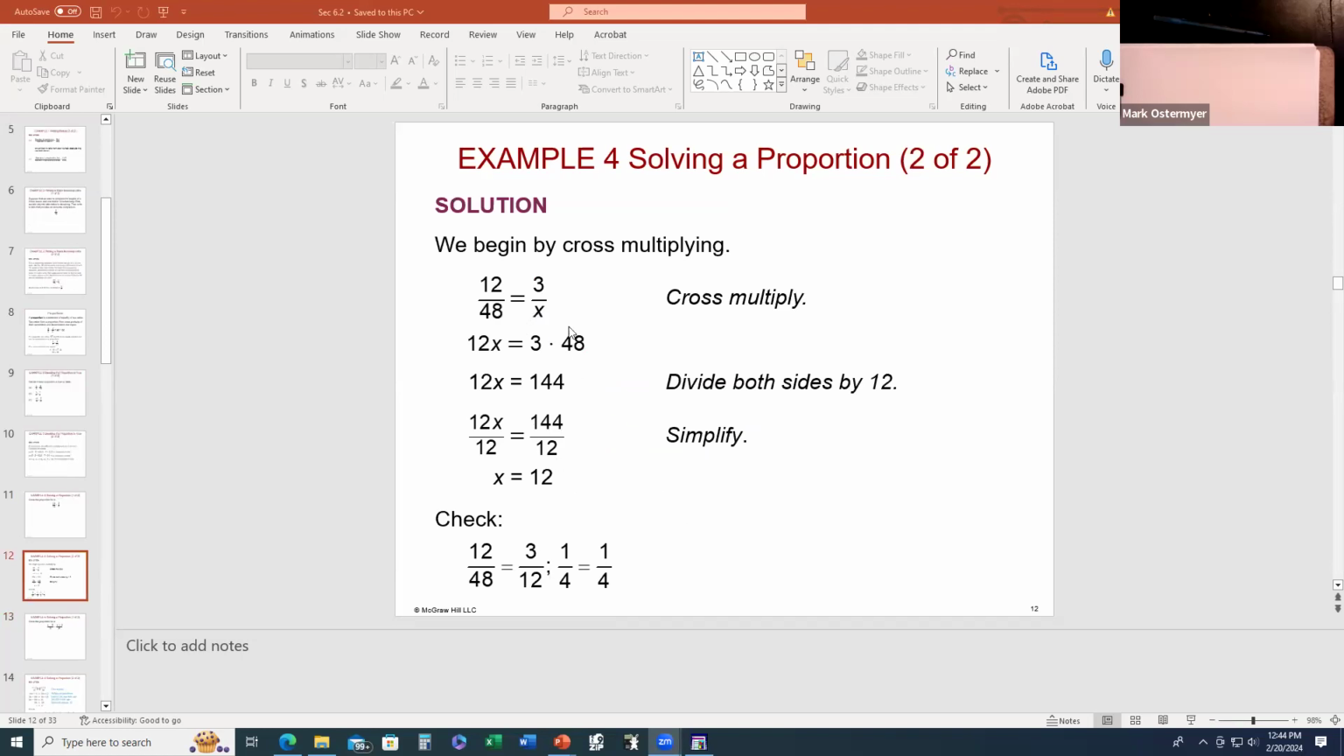And when you get done, you can obviously check your answer. 12/48 is equal to 3/12. That is a valid proportion for several reasons. Number one, 12 times 12 is equal to 3 times 48. Another reason is that both 12/48 and 3/12 reduce down to the same fraction, namely 1/4. So they're obviously equivalent, and that's why in order to be a valid proportion, x must be equal to 12. Any questions about solving that proportion there?